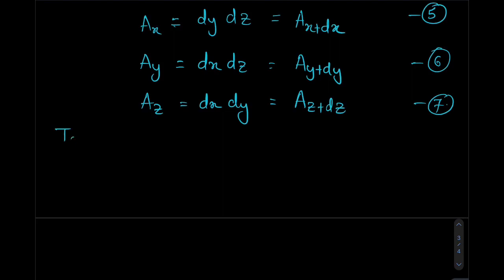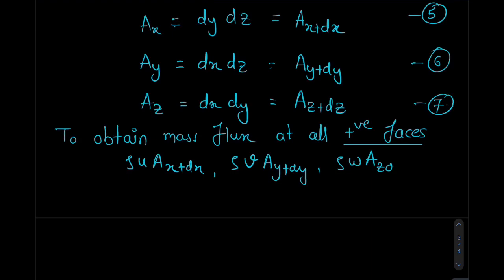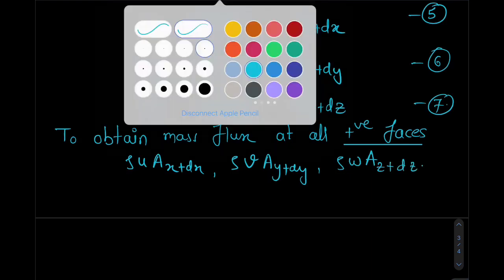Okay, so now to obtain the mass flux at all, let us say, positive faces, because these components are along x plus dx, y plus dy and z plus dz. So these are rho u Ax plus dx, rho v Ay plus dy, and rho w Az plus dz.